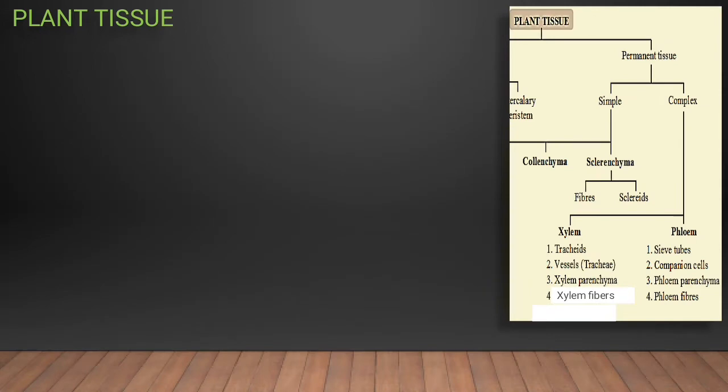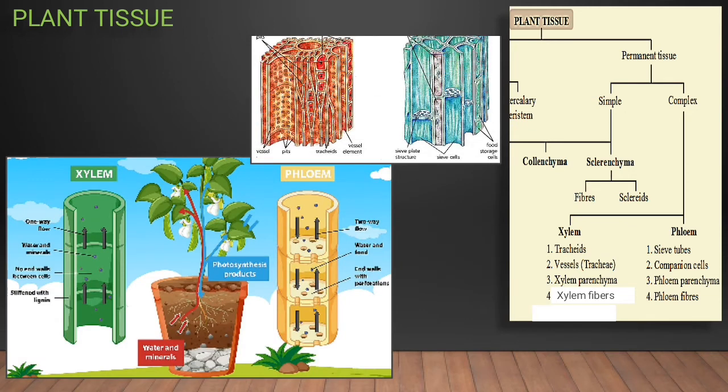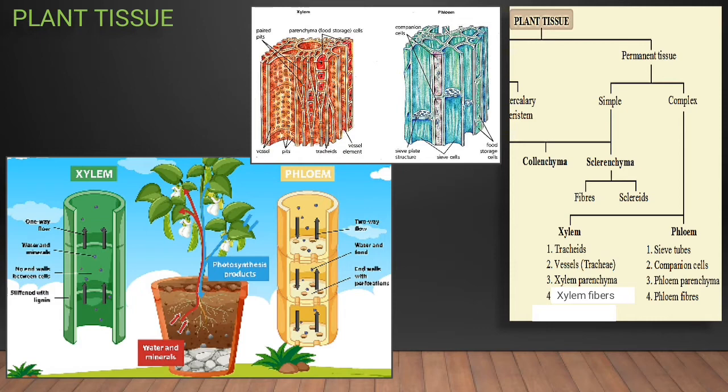Next, complex permanent tissue. The complex tissues are made up of various types of cells carrying out distinct functions and are of two types. We have the xylem and the phloem. When we say xylem, it transports water and nutrients from the roots to the leaves of the plant. Based on the given pictures, it provides support to the plants, and it is divided into tracheids, vessels, xylem fiber, and xylem parenchyma.